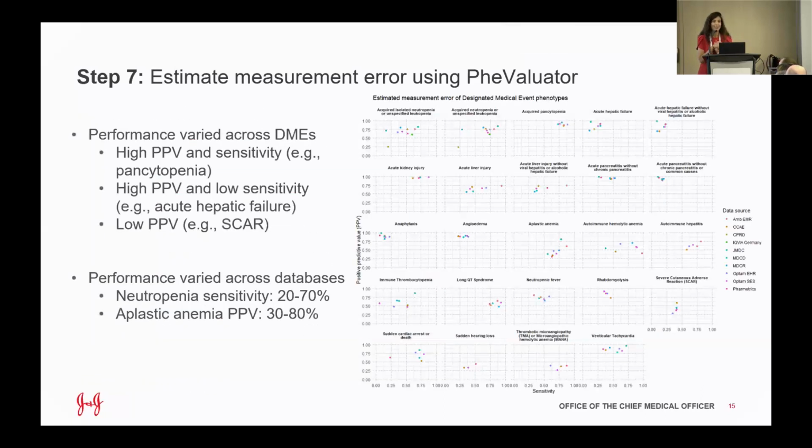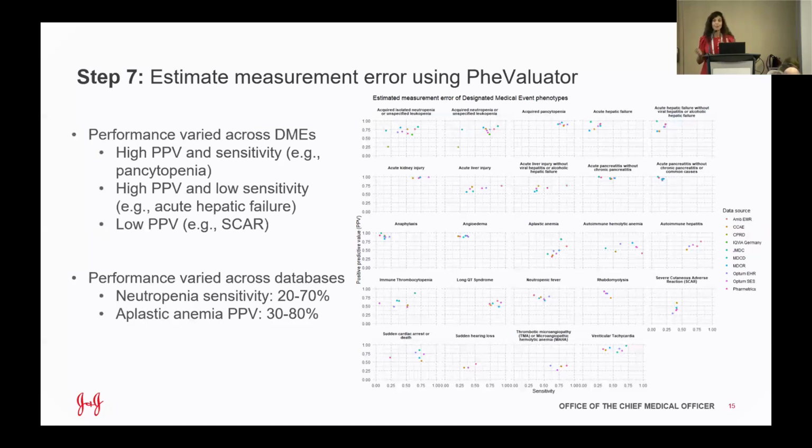Okay, we estimated the measurement error across the entire set of our DME phenotypes, and you can see the performance of those algorithms. They varied by the DME. So we have some cases with really good performance, something like pancytopenia. You see some low sensitivity. I have to explain the graph you're looking at. So on the x-axis, you see the sensitivity. On the y-axis, you see the PPV. Each dot represents the estimate from a different data source. So you can see where the measurement error is as estimated by PheValuator.